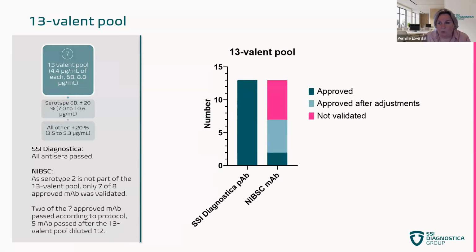We tested the 13-valent pool, where we included the 6A. And here what we saw was that with the current setup where we run the pool undiluted, we had 5 of them which didn't pass that testing, but with a further dilution of the pool to 1 to 2, then they could be used. So if we adjusted the assay and diluted the 13-valent pool even more, then it could be used for the testing with the monoclonal antibodies.